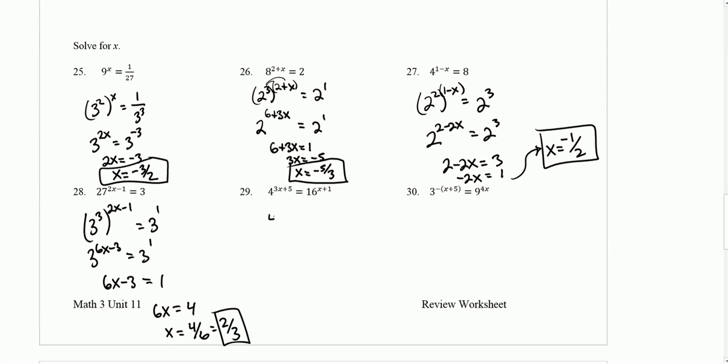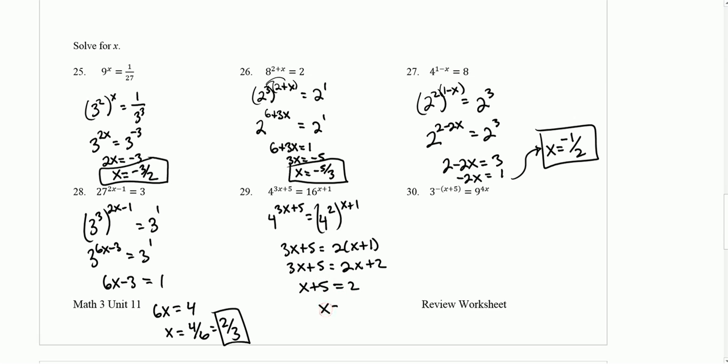29, 4 to the 3x plus 5, 16 is 4 squared to the x plus 1. So 3x plus 5 is equal to 2 times x plus 1. I'm going to distribute. You get 3x plus 5 is 2x plus 2. Subtract 2x from both sides and get x plus 5 is 2. And subtract 5 from both sides to get x is negative 3.